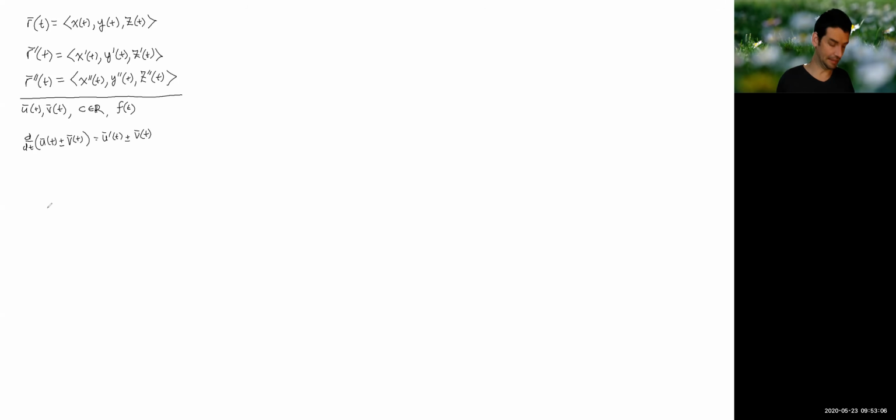I'm not going to prove all of these. I'm going to do one of them at the end. They're all pretty similar if you just go through the definitions of derivatives and the definitions of vector addition and things like that. They all fall out pretty simply. If I take the derivative of a constant times a vector function, so we're scaling our vector function, we just get that constant times the derivative of that function.